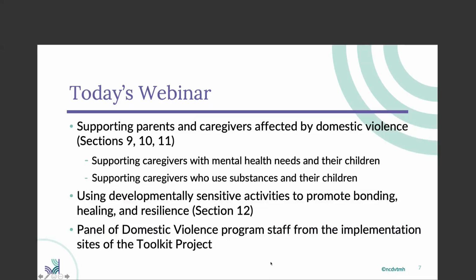So for today, we will be covering sections 9, 10, 11, and 12 of the toolkit. So we'll start by covering the sections related to supporting caregivers, and we will offer some examples of using activities with caregivers and their children. So then we'll be hearing from a panel of domestic violence supervisors and staff who were part of the toolkit implementation phase. We really appreciate them being with us today and looking forward to hearing what they have to say. We will also have a 5-minute stretch break before the panel presentation. And similar to the last 2 weeks, for those of you who joined us before, we'll have a brief survey at the end of this last webinar. So turning it back to you, Susan, to start us talking about section 9.